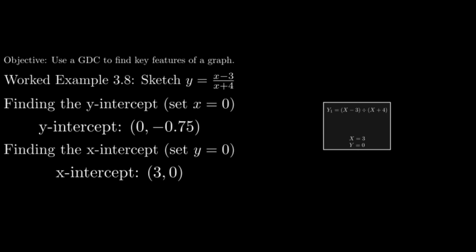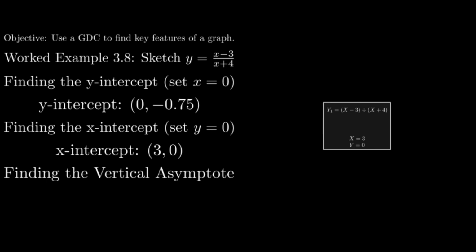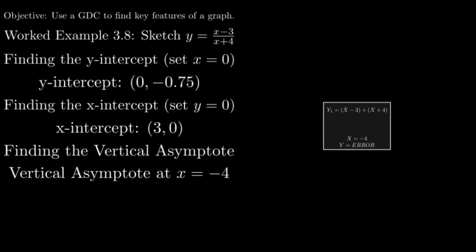Now for the asymptotes. Let's start with the vertical one. A vertical asymptote occurs where the function is undefined, which, for a rational function, is where the denominator is 0. Here, the denominator is x plus 4. Setting that to 0 gives x equals -4. If you try to trace to x equals -4 on your calculator, it will show an error because the function is undefined. This confirms our vertical asymptote is the line x equals -4.